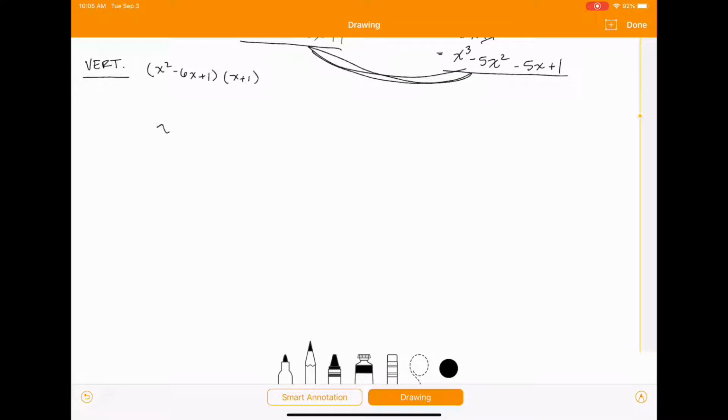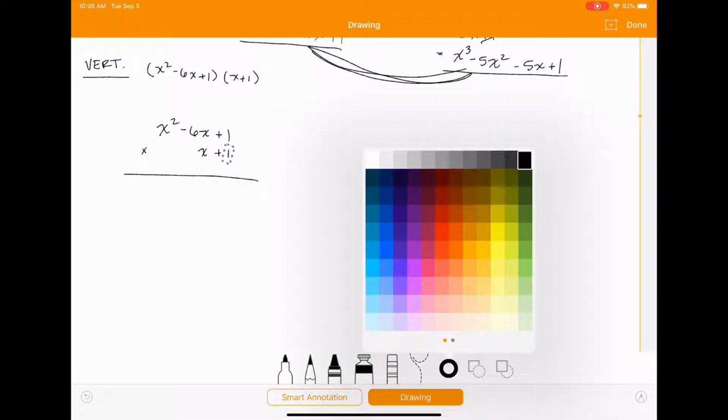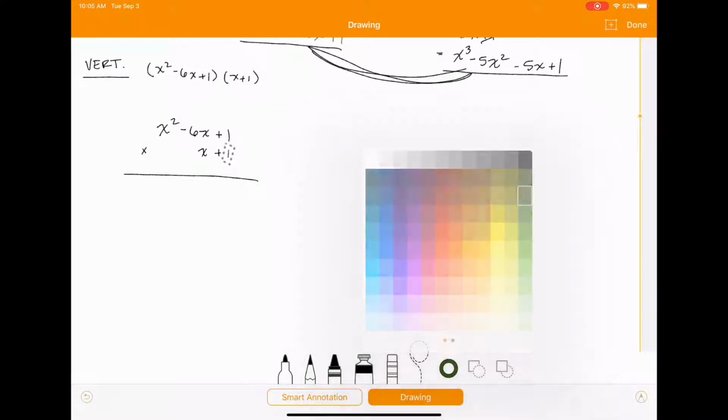So we've got x squared minus 6x plus 1 times x plus 1. All right, so that's how you're going to set it up. Now, what you're going to do first is we're going to go ahead and take this, and I'm going to change the color on it so you can see it.